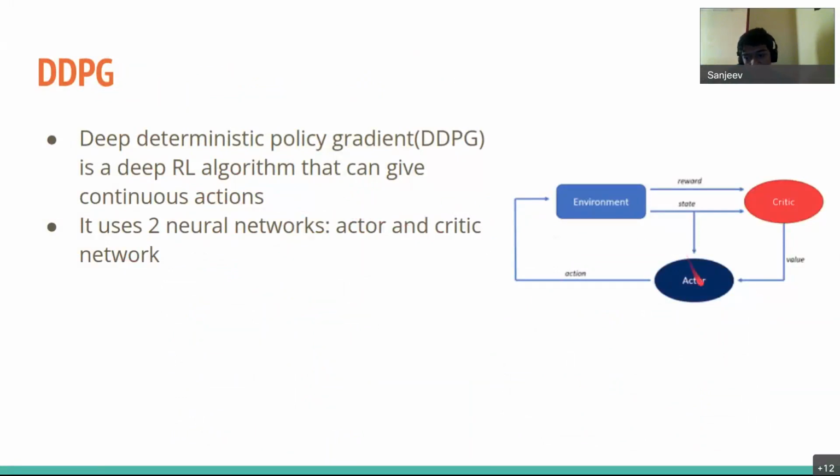So this will have an actor network and a critic network. The actor network takes the state as input and provides an action. The actor's policy will provide an action, and the critic basically takes the state and the action predicted by the actor network, and it predicts the Q value for the action. So this critic network will perform the same thing that the Q network does in Q learning.